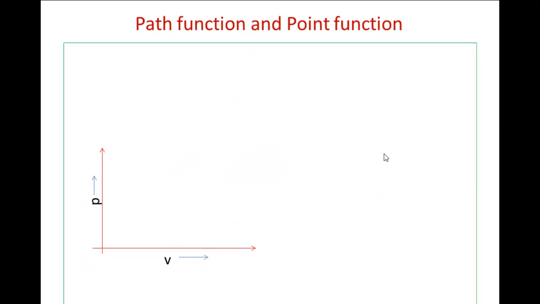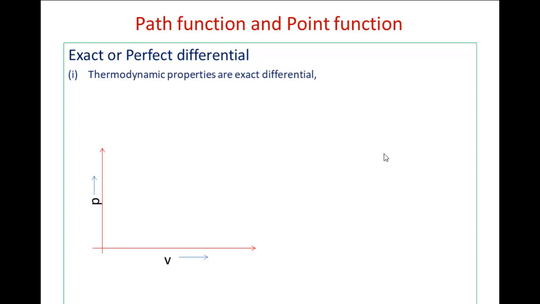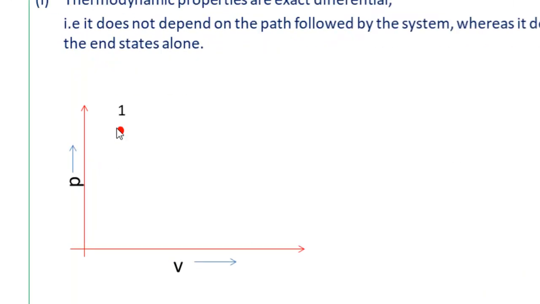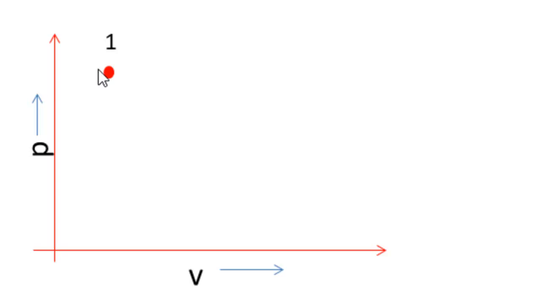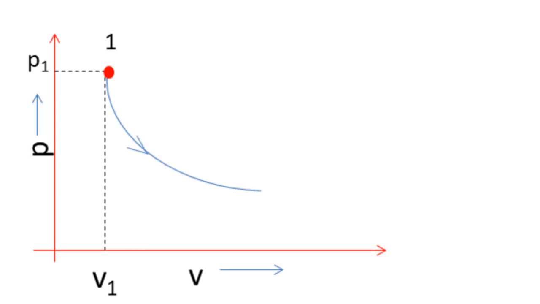Now let us come to the point function. A point function is nothing but an exact differential or perfect differential, and all thermodynamic properties are exact differentials, that is, point functions. Let me explain this. Let us consider a system which is at state 1, whose pressure is P1 and volume is V1. Now assume that it undergoes a process, a change of state, and after undergoing the process it comes to state 2, and assume that it follows path A.